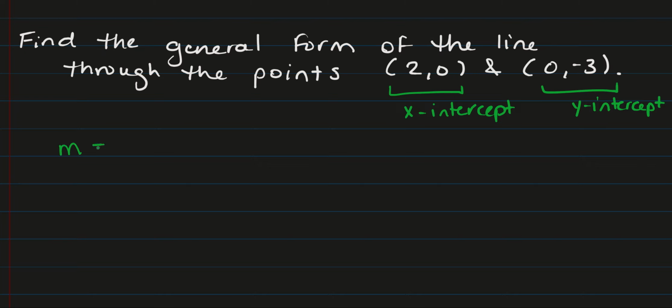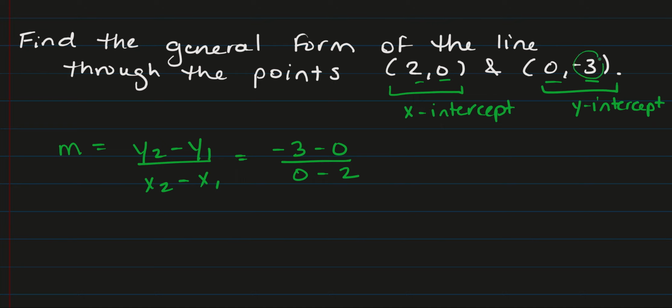So m is the change in y over the change in x. Choose one of these points as (x1, y1), and then the other one as (x2, y2). I'm going to let this one be y1 and this one be y2. So I'll get -3 minus 0 over 0 minus 2. Again, it matters the order. If you don't put it in the right order, you're going to get a wrong sign in the end.